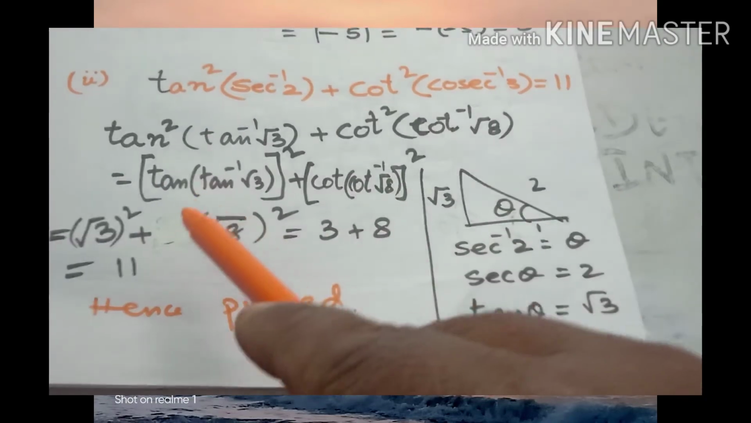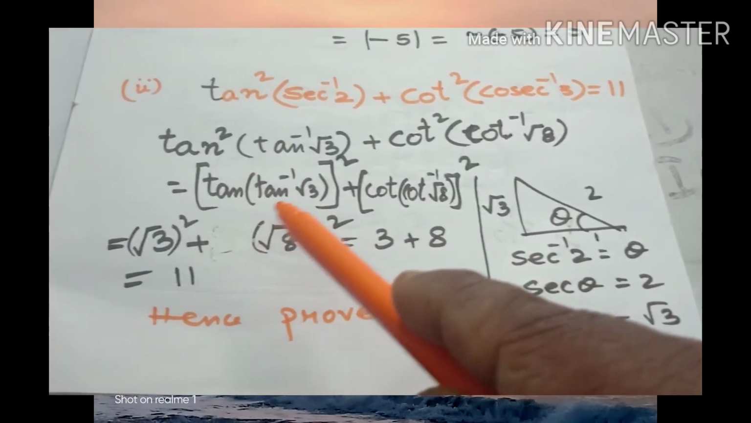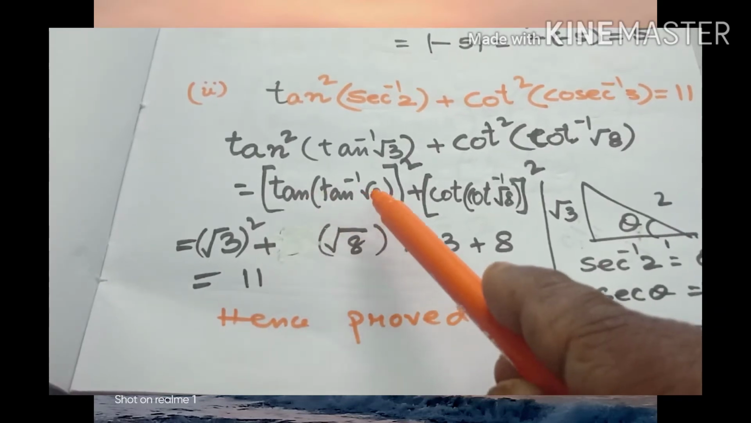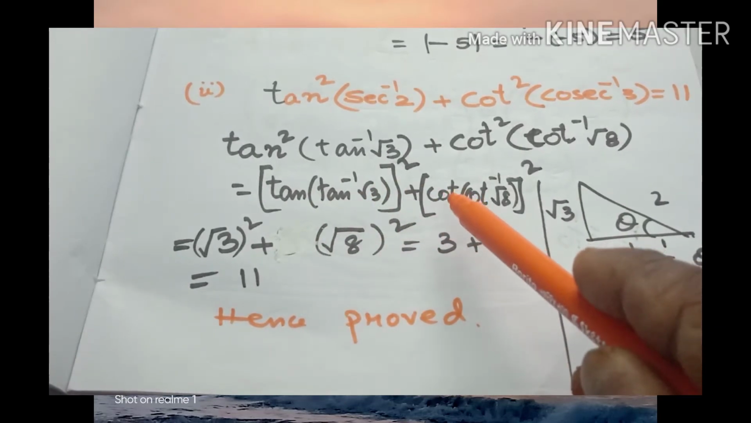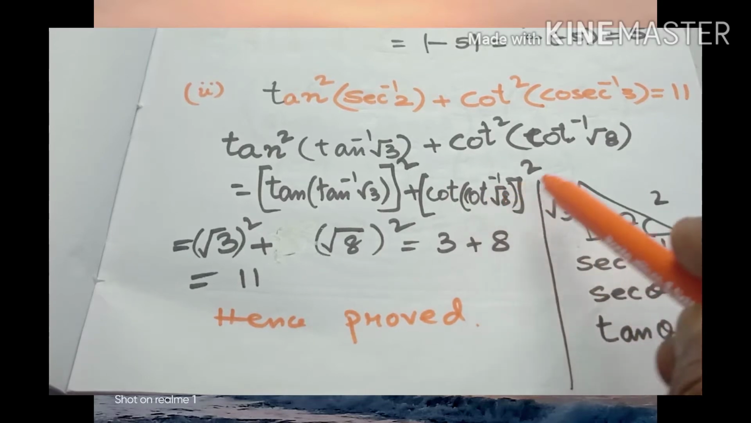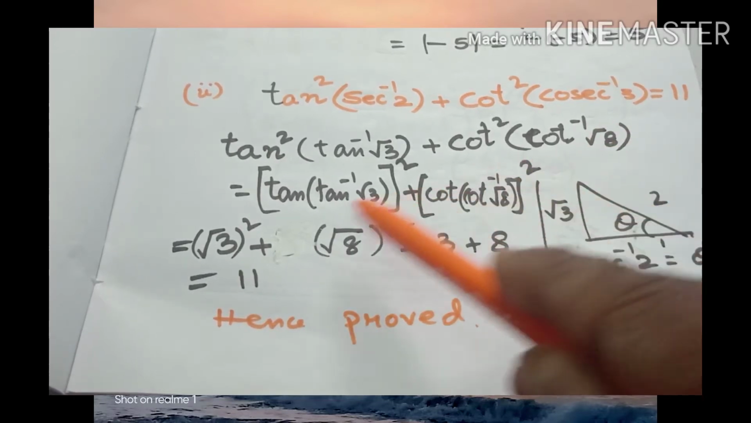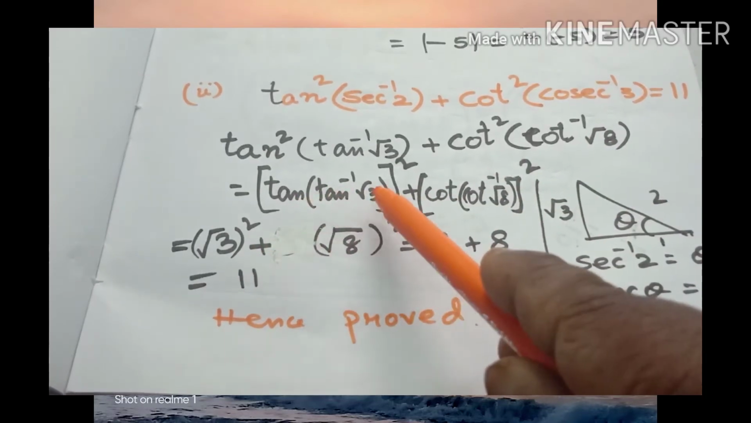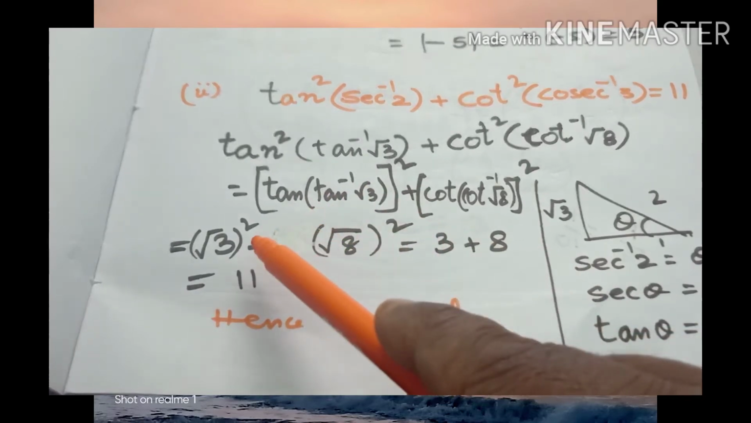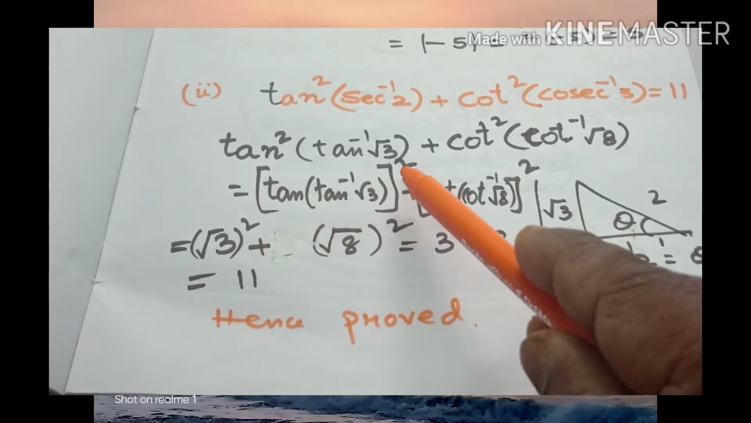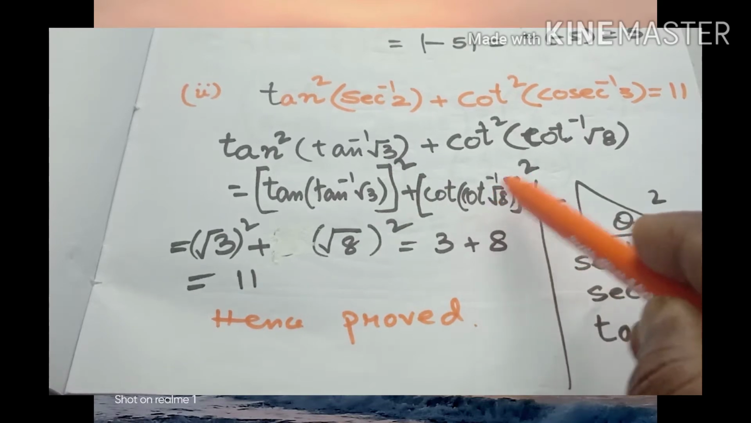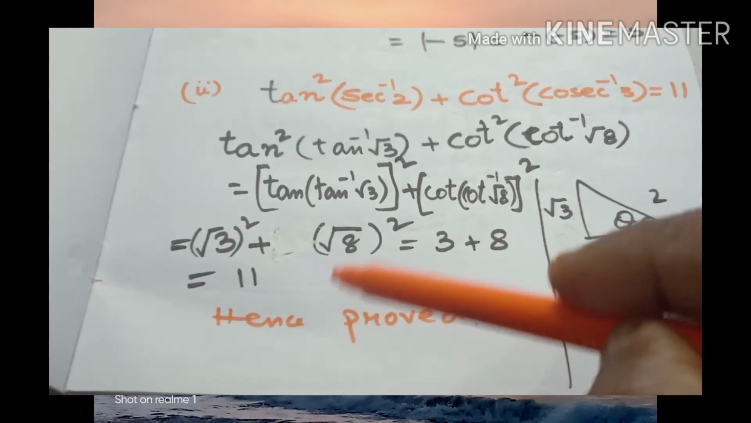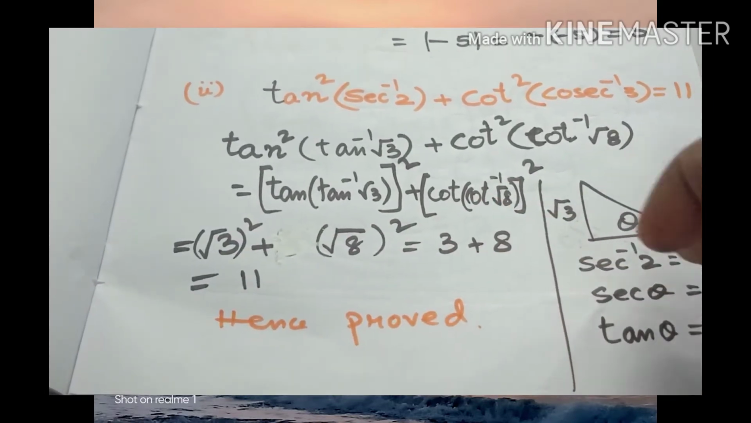theta. Hence putting the value here, we get tan of tan inverse root 3 plus cot of cot inverse root 8, similarly, whole square. So this will be tan of tan inverse root 3 means root 3 whole square, because square is there, and root 8 whole square. So 3 plus 8, that will be 11. Hence it is proved. Now let us see part 3.